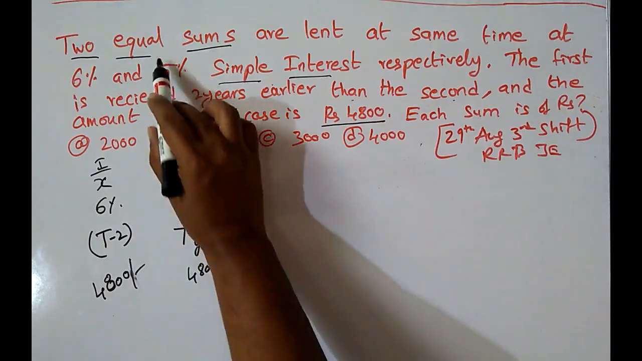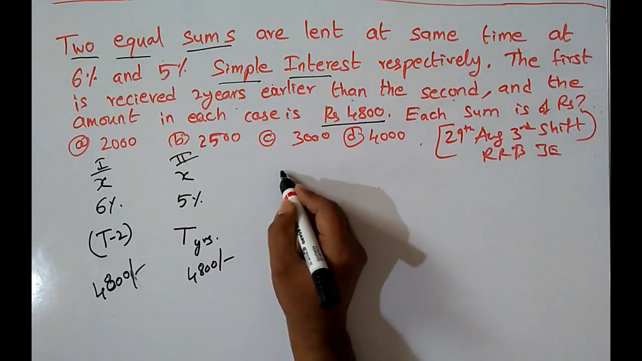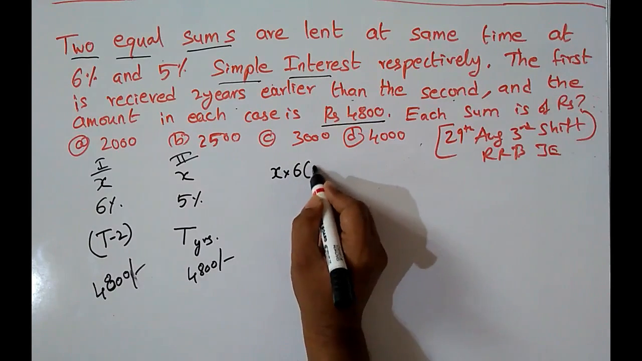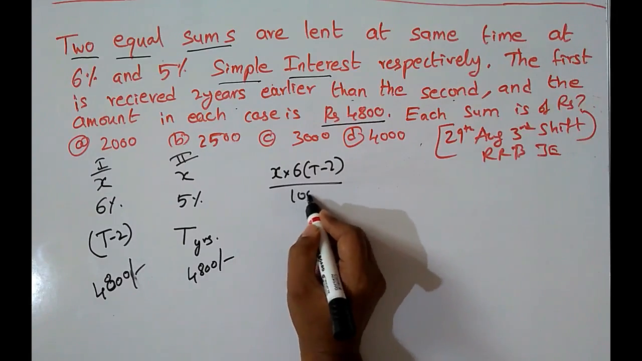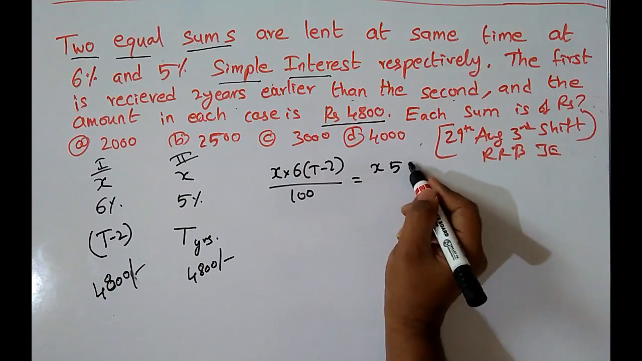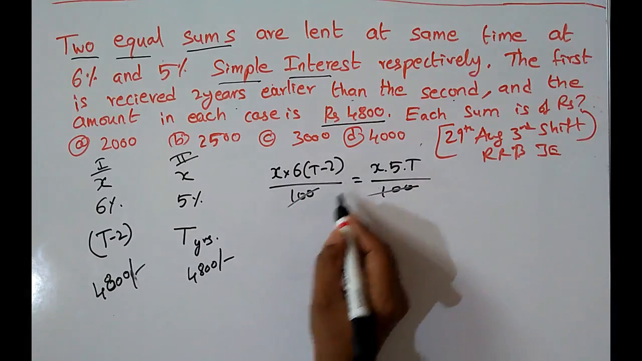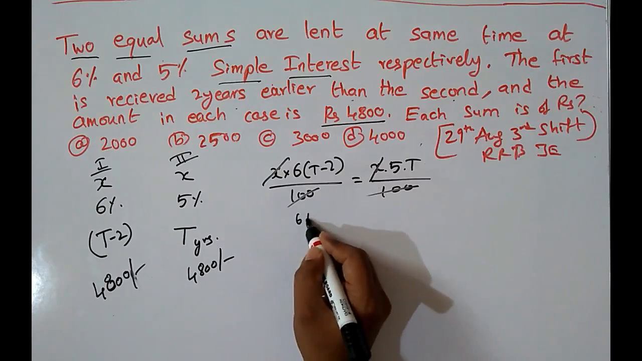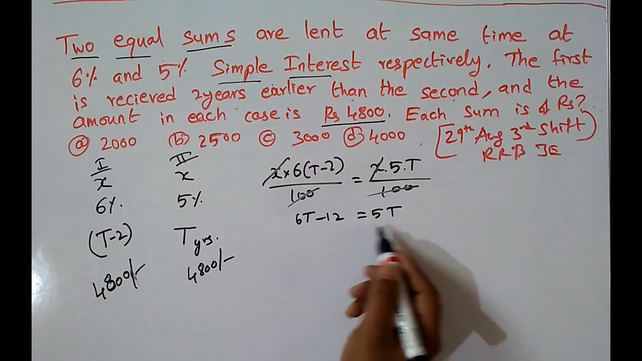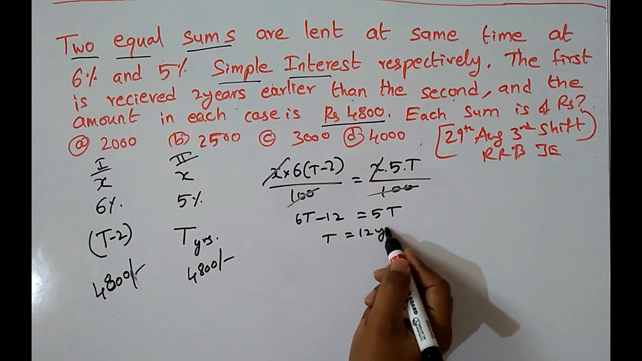Here there are two equal sums, so x is the same and the amount which we have got is also the same. So by applying PTR by 100, x into 6 into (t minus 2) by 100 is equal to x into 5 into t by 100. We get x cancelled, 6t minus 12 is equal to 5t, so t is equal to 12 years.